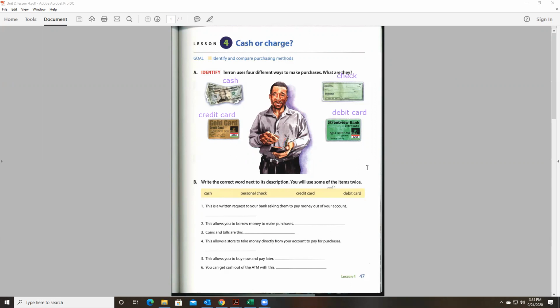All right, so let's talk a little bit about these different types, right? Okay, so we know cash is coins and bills, right? Okay. Checks. How about a check? What is a check?